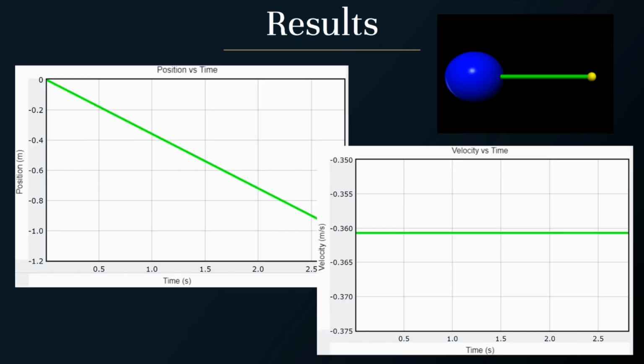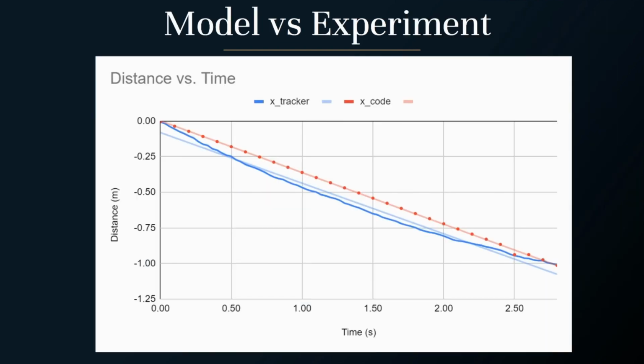So these are the results. As you can see, it's similar to the tracker video. As time increases, position increases, but in the negative direction. In the velocity versus time graph, the velocity stays constant. So there are some discrepancies between the model versus the experiment. As you can see, the tracker is not perfect. This is probably due to some inconsistencies like human error, friction, or some applied force that wasn't taken into consideration.